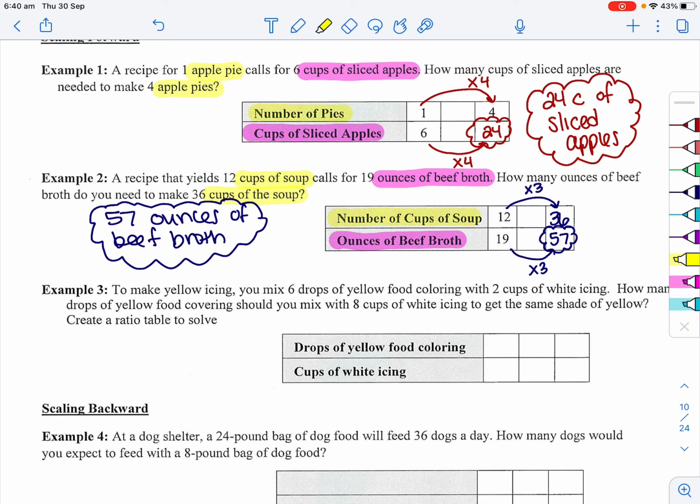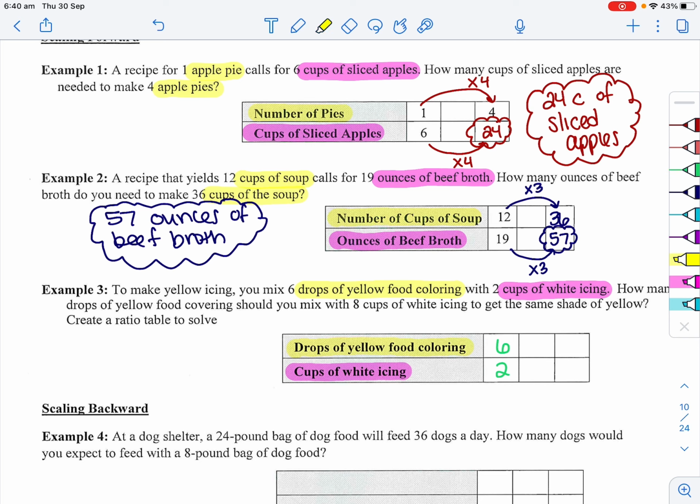Okay, in example 3, to make yellow icing, you mix 6 drops of yellow food coloring. So you can see in the top of my table, I've got drops of yellow food coloring. But now the box is empty. Well, in this empty box, I'm going to put a 6. With 2 cups of white icing, well, my cups of white icing go on the bottom. So I'm going to fill that in with a 2.